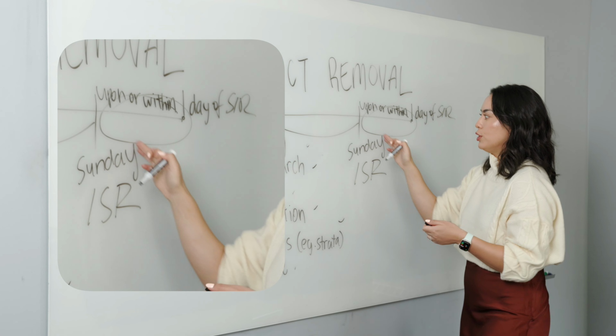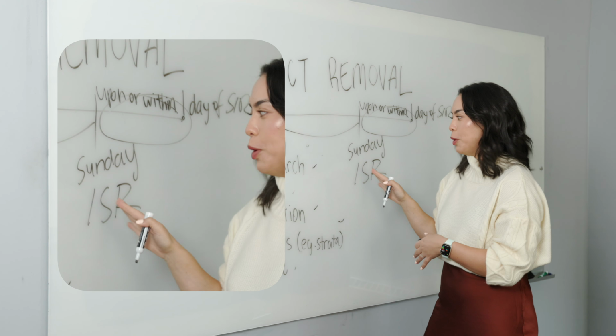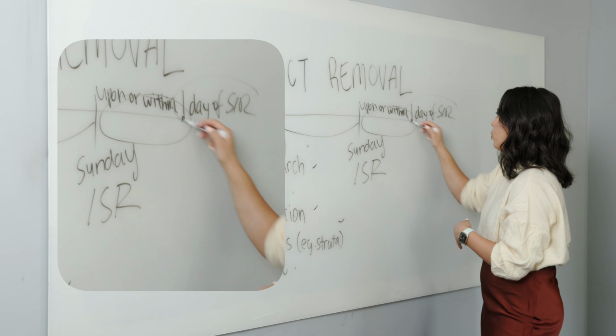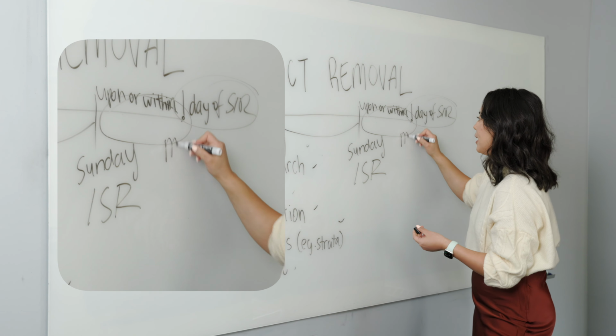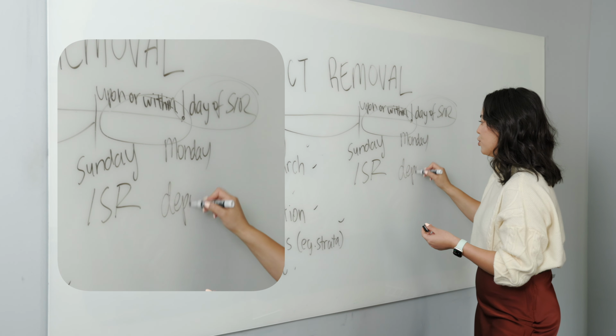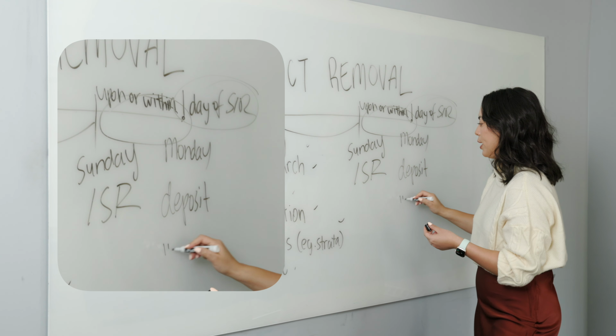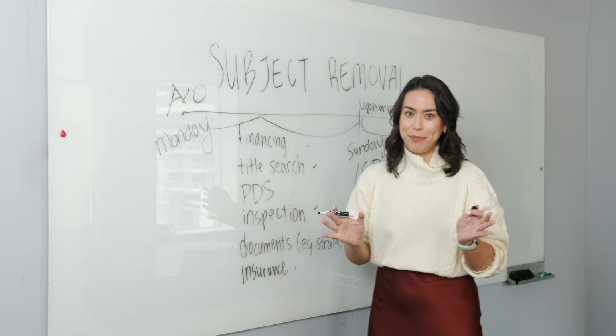So again, if your subject removal is Sunday, if it's upon subject removal, then your deposit's going to be due on Sunday. But the way that we word our contracts is typically 1 business day of subject removal. So in this case, it would be Monday. And then this is when the deposit is due. And then the property is considered sold, or also known as firm.